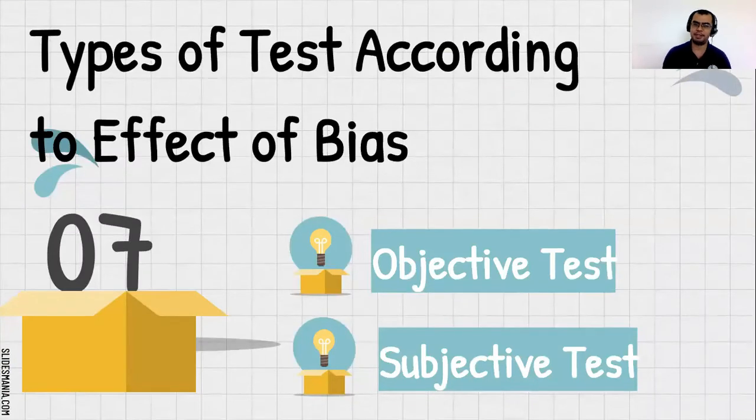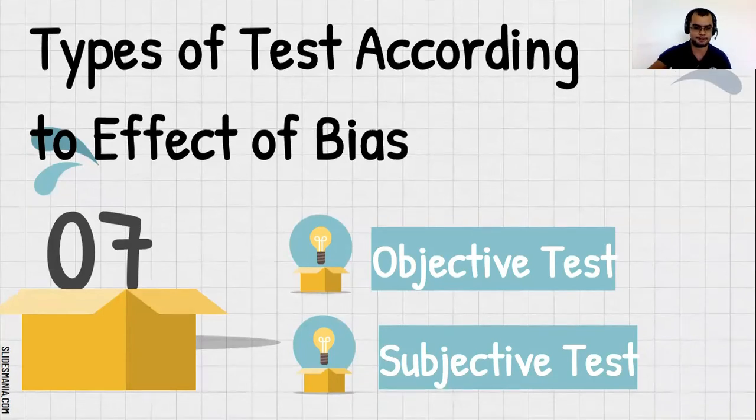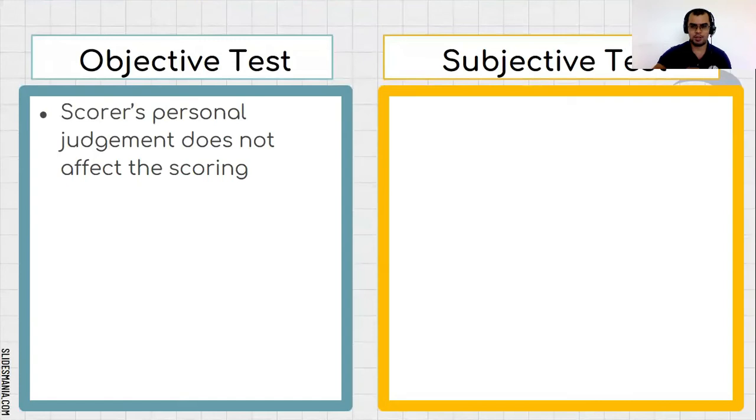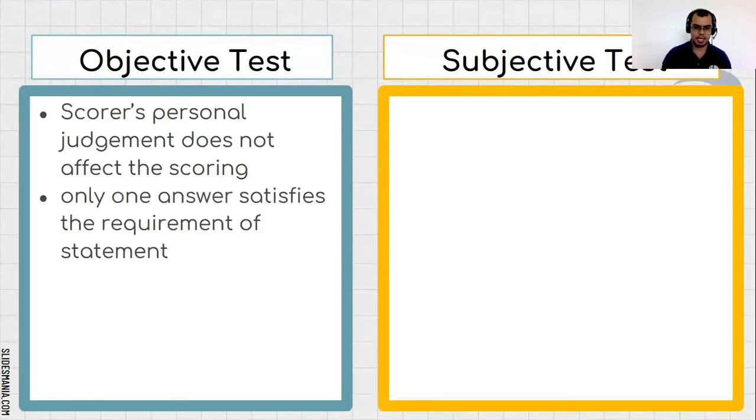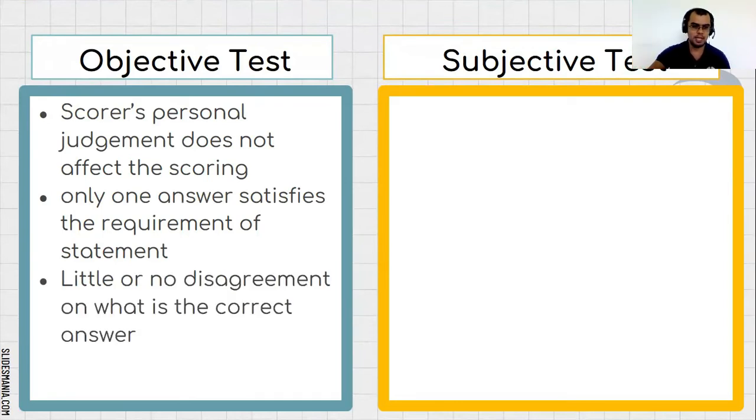Number 7, types of tests according to effect of bias. And these are objective tests and subjective tests. Objective test, scorer's personal judgment does not affect the scoring because there's only one answer that satisfies the requirement of the statement or stem. Stem means it is the question. Little or no disagreement on what is the correct answer.